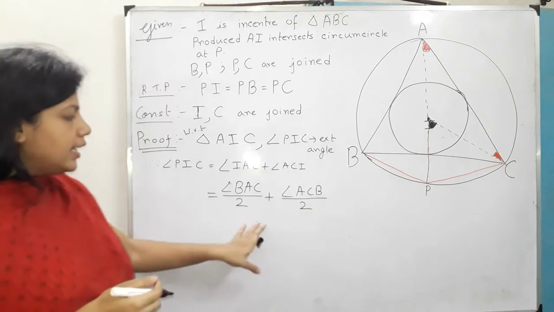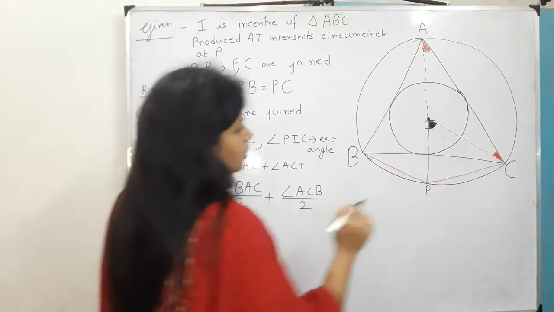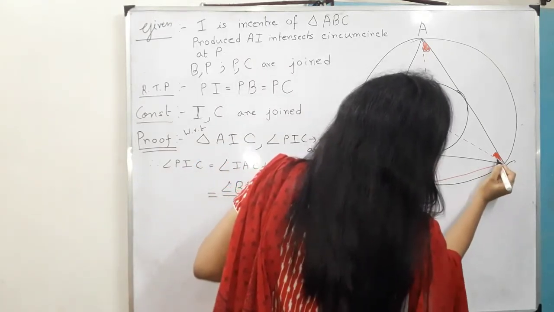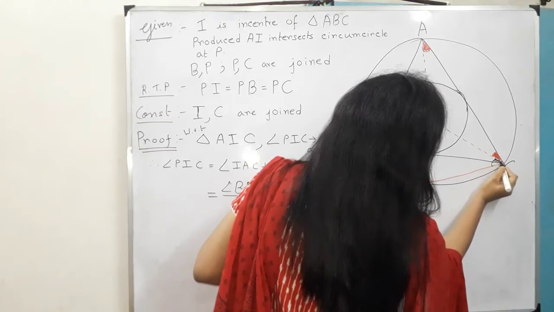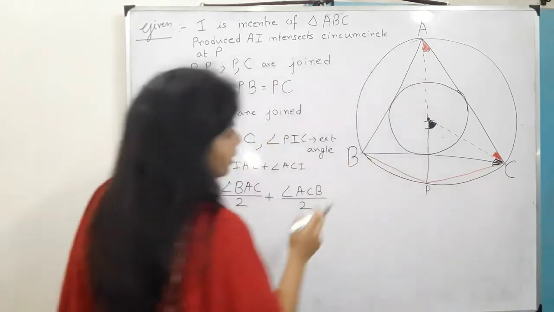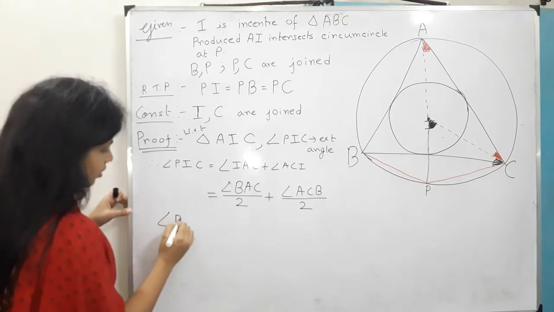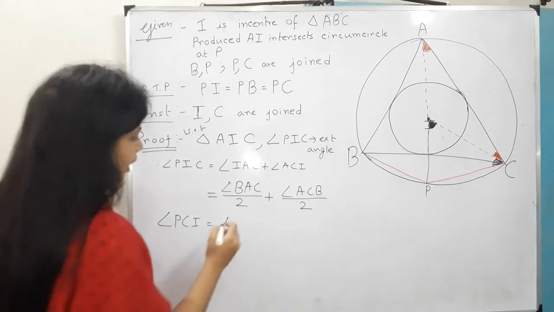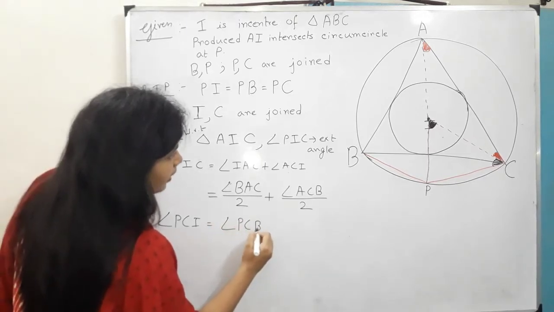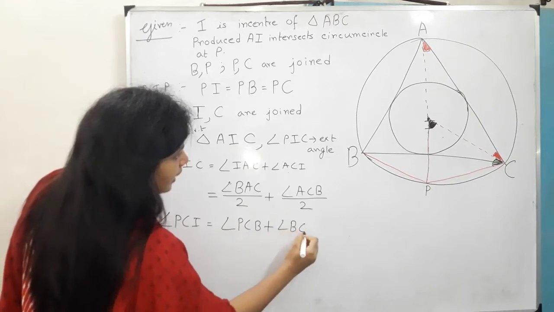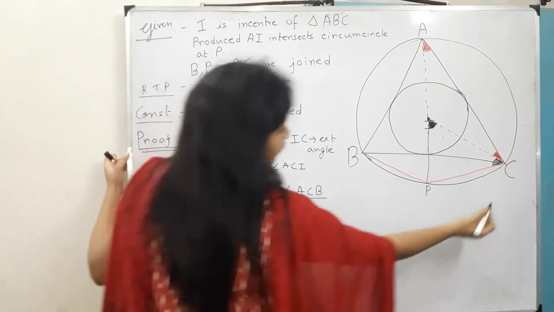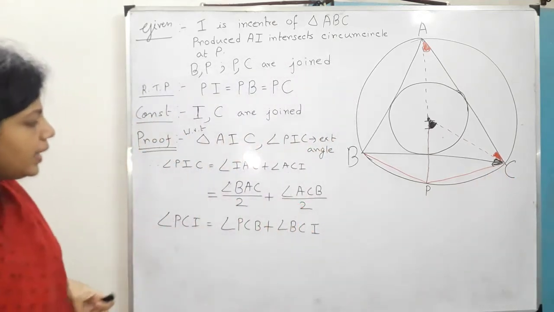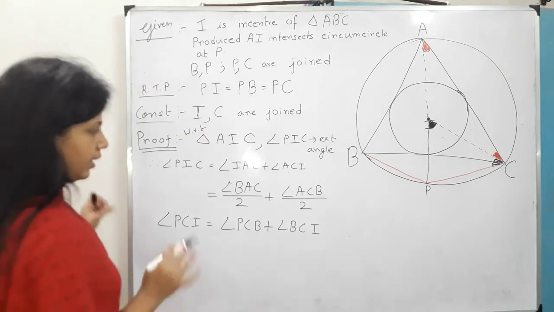Okay, now keep both of them as it is. So this angle I have done. Now I will do the same thing with this, that means angle PCI. We can say angle PCI equals angle PCB plus angle BCI. If you split this one plus this one. Okay, so PCB plus angle BCI.